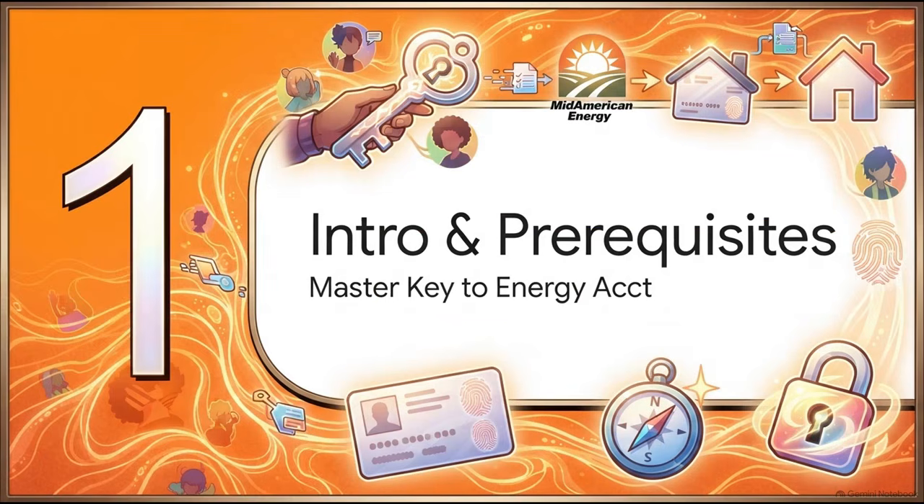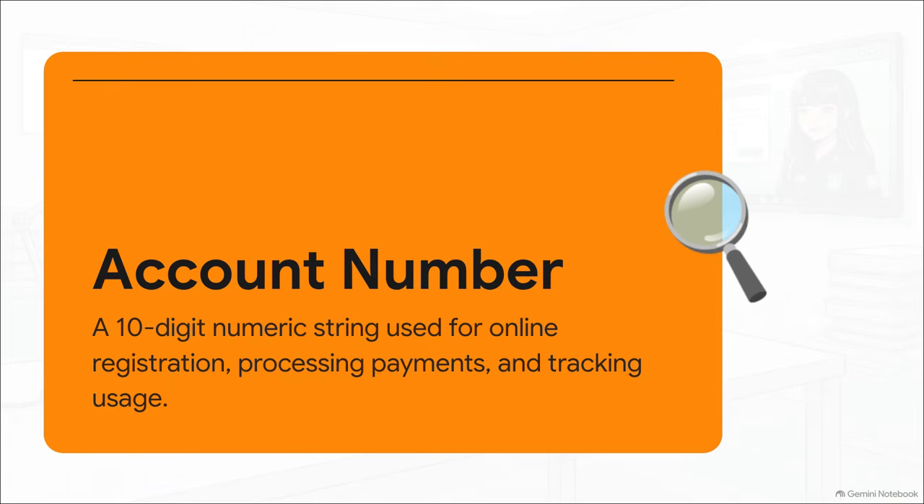Section 1. Introduction and Prerequisites. The master key to your energy account. So, as you probably know, MidAmerican Energy is a major utility provider for millions of customers. But what you really need to know is that this 10-digit account number is absolutely your master key to managing that service. It's not just a random string of digits. It's a highly formatted database key, usually split by a hyphen into two 5-digit segments, like 35281-2092. The first chunk actually identifies your physical customer agreement, while the second relates to your billing cycle.